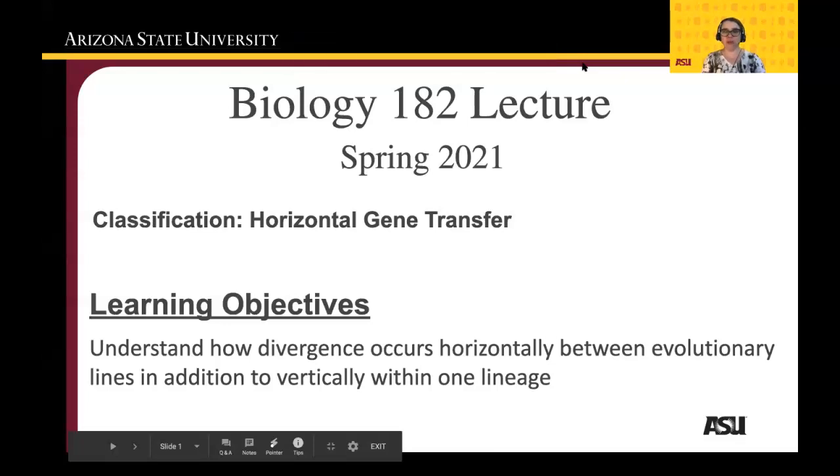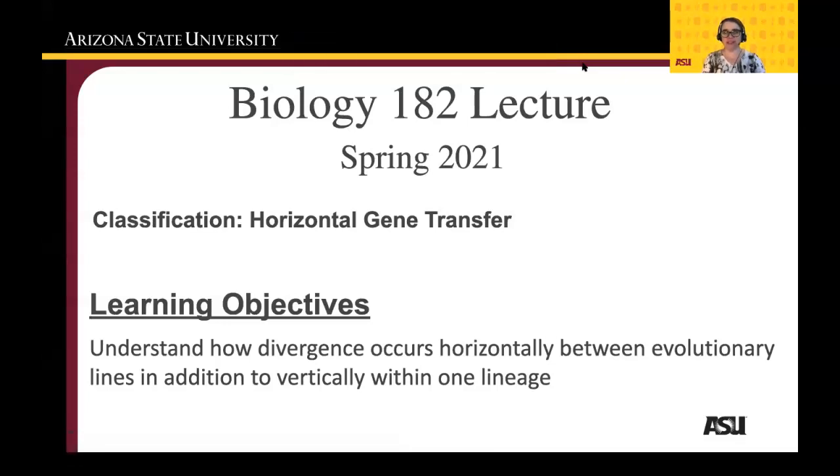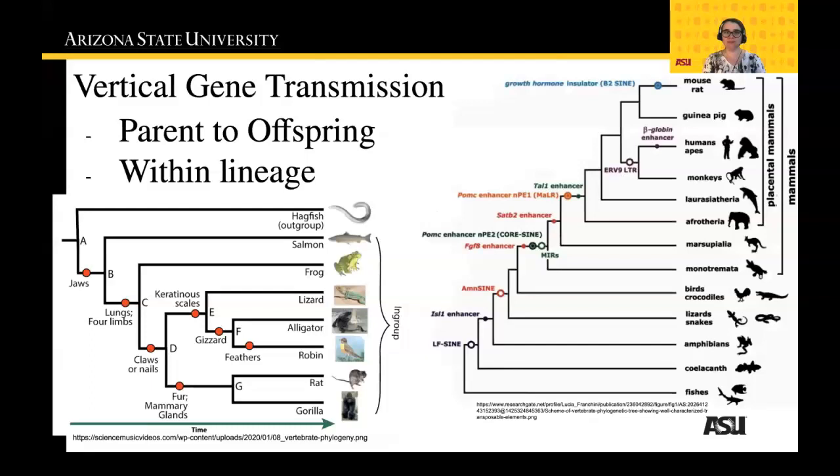Welcome to the Biology 182 lecture series on classification. This video will discuss horizontal gene transfer. At the end of this video, students should be able to understand how divergence occurs horizontally between evolutionary lines, in addition to vertically within one lineage.